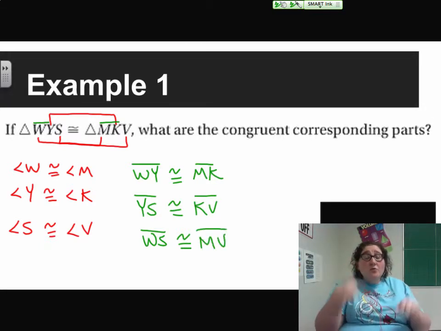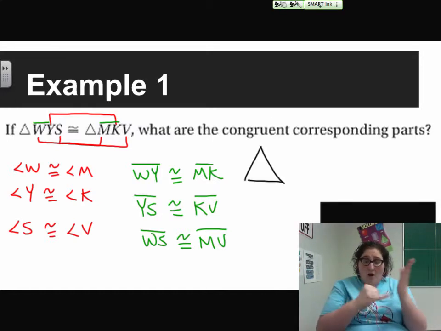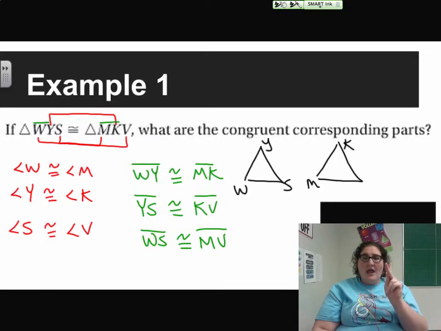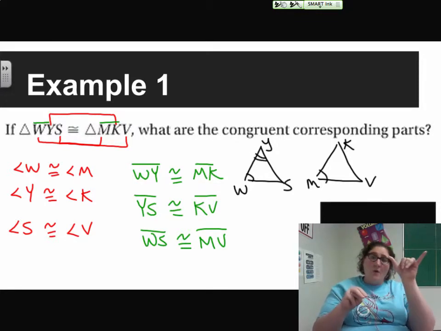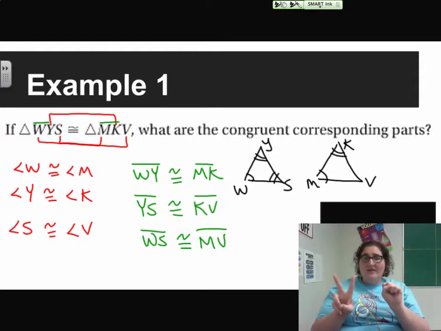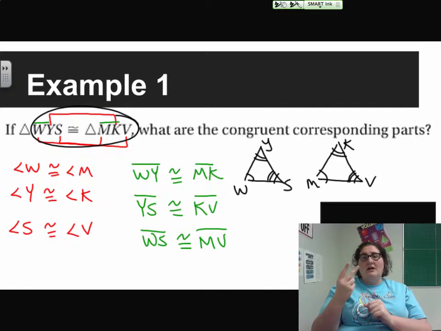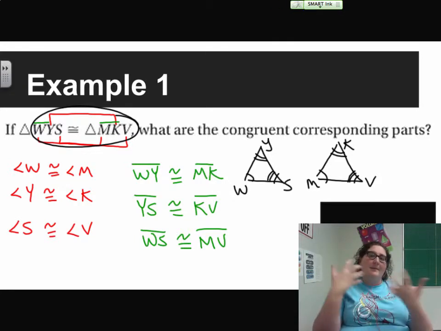Now if you need to, you can draw 2 triangles because they weren't provided. Let's see, WYS and MKV. And you could mark, okay, W is congruent to M, Y is congruent to K, and S is congruent to V. You could draw this, and so that way you can make sure you have all your sides correctly, or you can look at how it was labeled here. It's up to you, but I do want to see some kind of matching when you're doing your Math Excel.